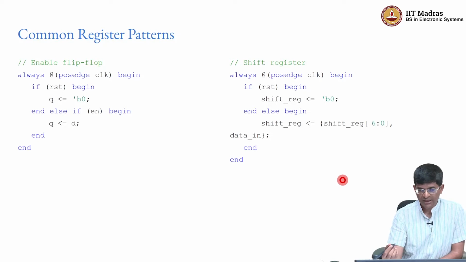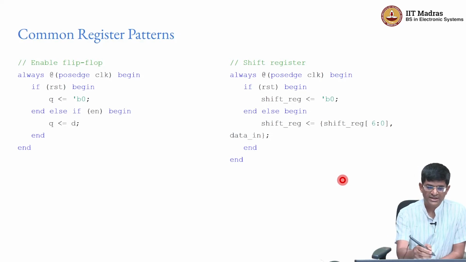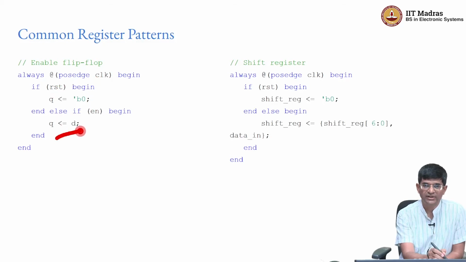Okay, so continuing on, a few patterns of logic that we have. Once again, this is an example of a flip-flop with an enable signal, right? All that we have done is added an else if enable to say only when the enable signal is high should it act like a flip-flop. Effectively, if enable is low, then even if there is a transition on the clock and I am not in reset, it will still hold the last value it had.